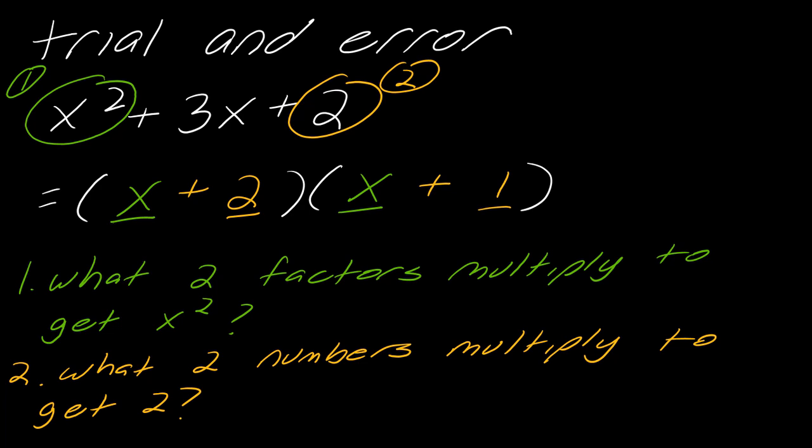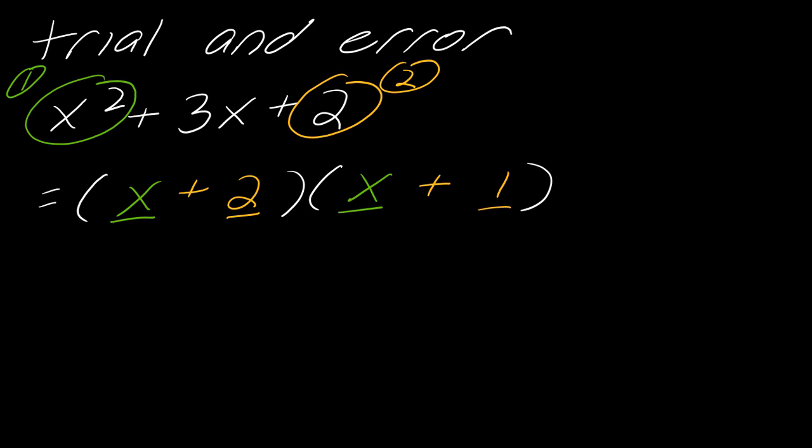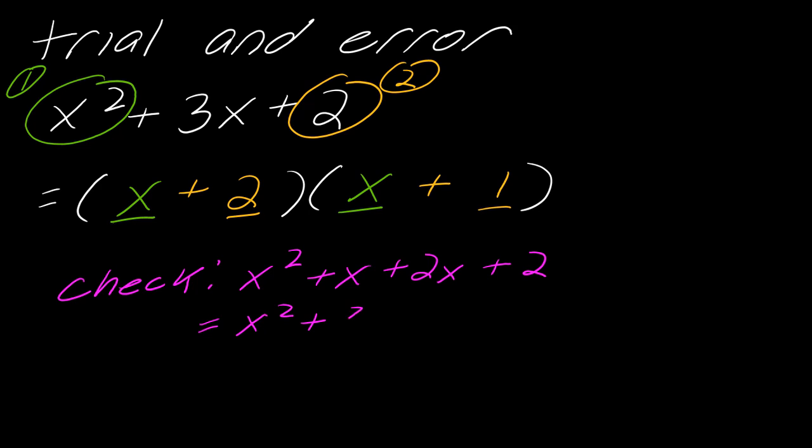Okay, so I made my guess, and now the way I want to check this, let me clear some space. I take a moment to multiply all of this back together. So x times x is x squared, x times 1 is x, 2 times x is 2x, and then 2 times 1 is 2. So yes, this equals x squared plus 3x plus 2. This is the whole idea, and all you really have to do is check it.